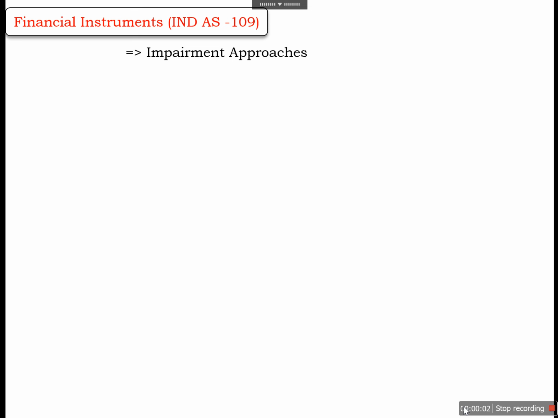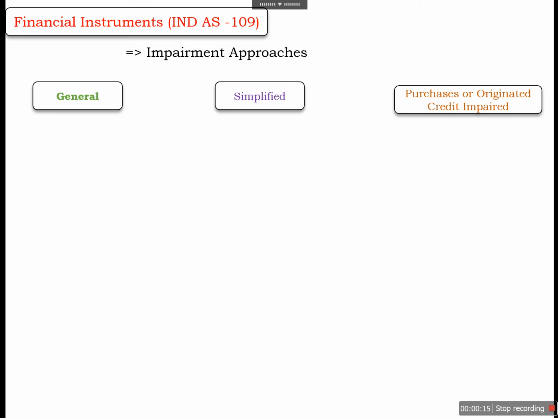For impairment of financial assets, Ind AS 109 provides us three approaches to recognize the impairment allowance on the financial instruments. The first is the general approach, the second is the simplified approach, and the third one is the purchased or originated credit impaired financial assets approach.